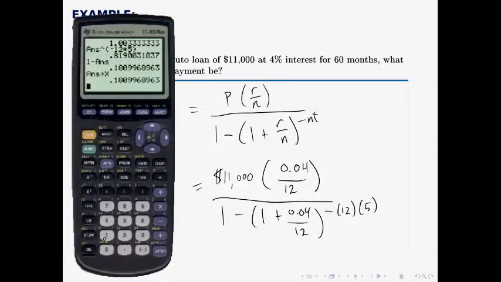Now, moving to the numerator, we calculate 11,000 times 0.04 divided by 12. And then we need to divide that by the denominator. Again, I could type in the entire denominator, but since I have it stored as X, all I have to hit is divided by X. And that is the answer for the monthly payment. So the monthly payment is $202.58.